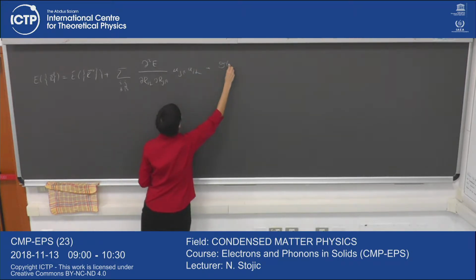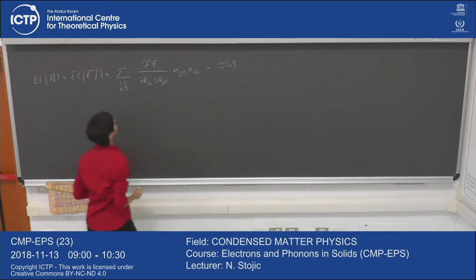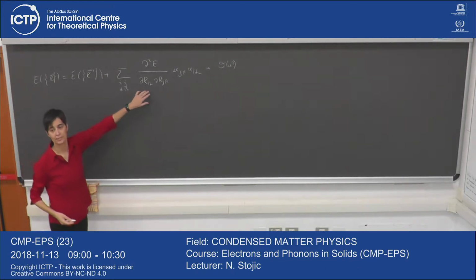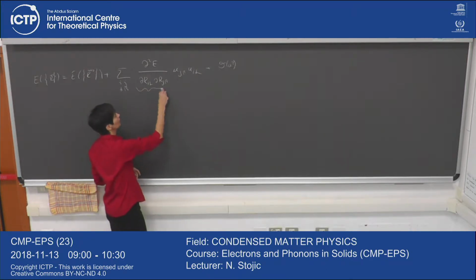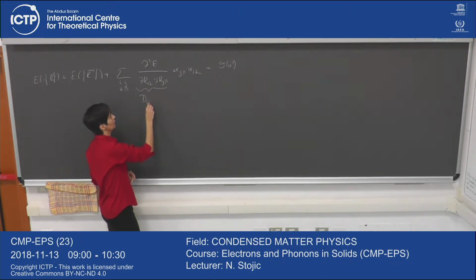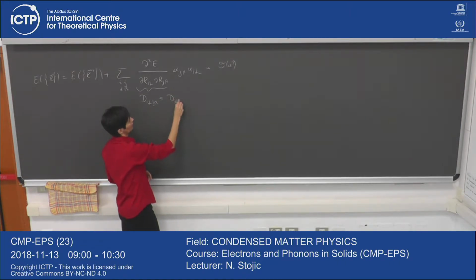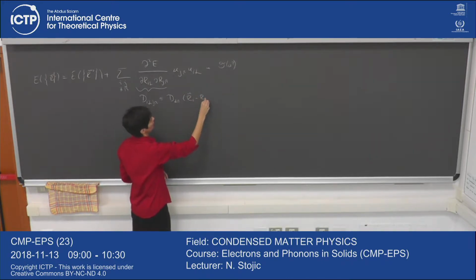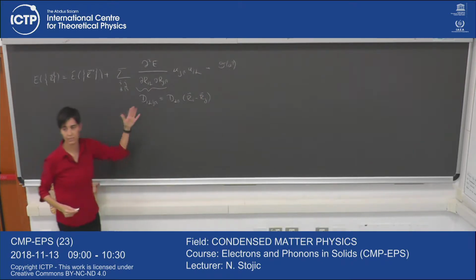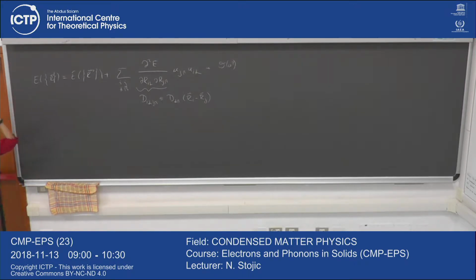Third order. And we call the second derivative a force constant, calling it dI beta, which is the same thing as... Any questions on this? We discussed some properties.